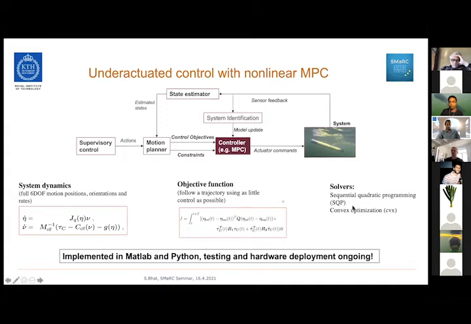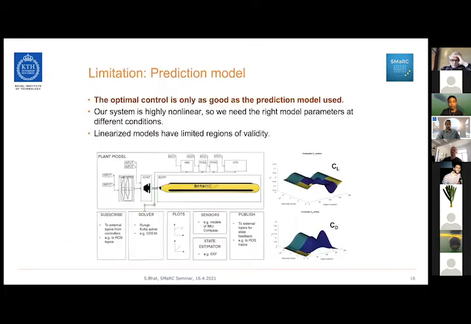And in order to solve it, we can use sequential quadratic programming, which is a pretty interesting solver in MATLAB. And we could also use convex optimization or other techniques. So right now I have implemented it in MATLAB and I have also implemented it in Python. The testing is going in both. And I've got good results in MATLAB. I'm still working on the results in Python. So I'm going to talk about the MATLAB results now.